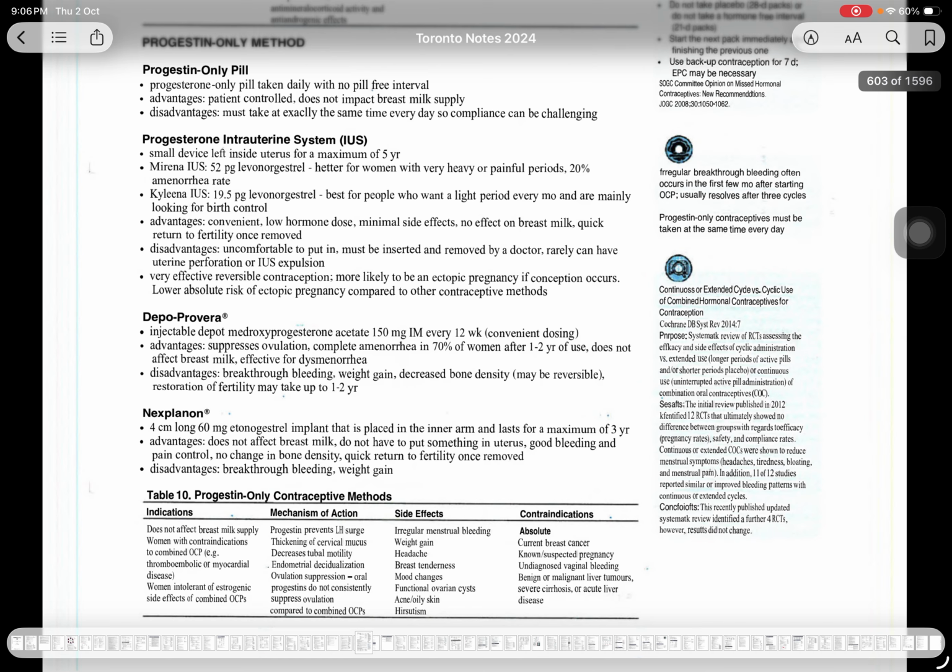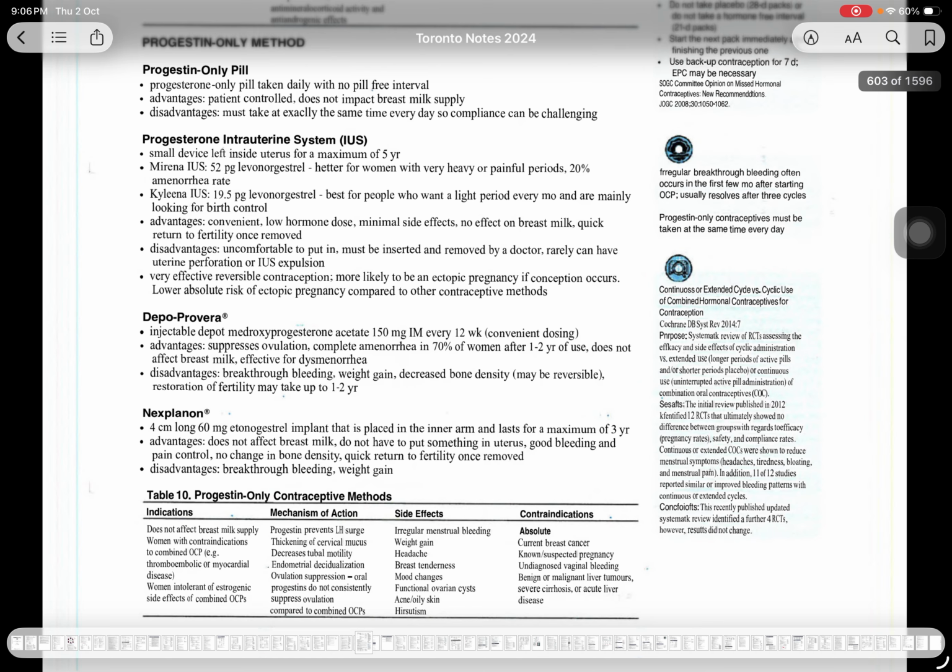That's that. Nexplanon is a 4 centimeter long, 20 milligram etonogestrel implant that is placed in the inner arm and lasts for approximately a maximum of 3 years. So that's basically a device that is inserted subdermally into your skin, and it lasts for 3 years.